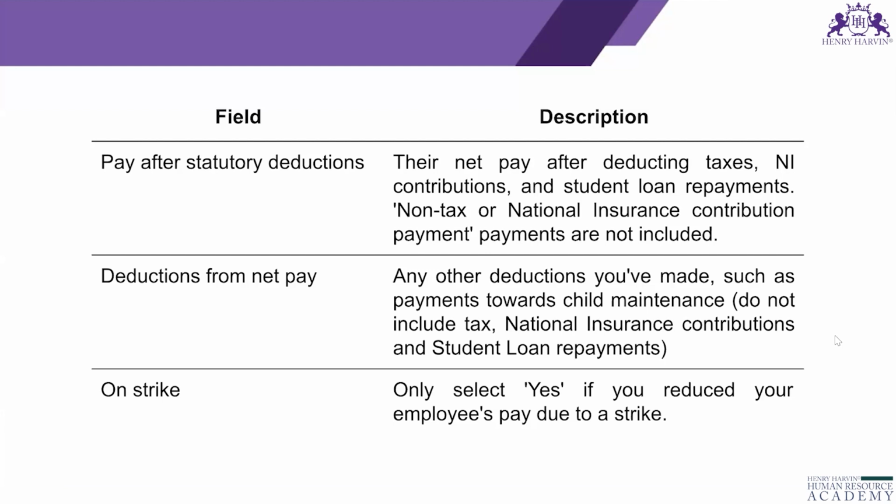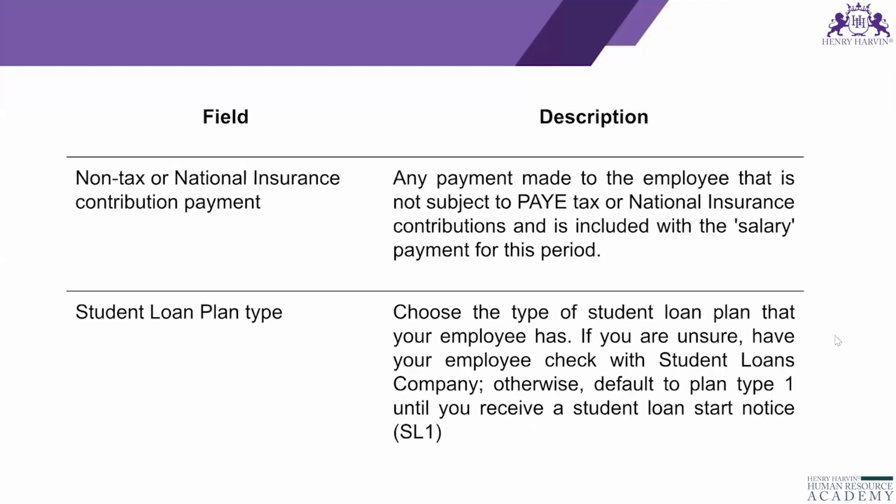On strike: if the employee is on strike, only select yes if you reduce your employee's pay due to a strike. If you reduce the employee's salary, then only on strike. Then non-tax or national insurance contribution payment: any payment made to the employee that is not subject to tax or national insurance, and is included with the salary payment for this period. Remember I told you about one payment, a redundancy payment of 30,000. That amount will be mentioned here because that is non-taxable and non-NIable.